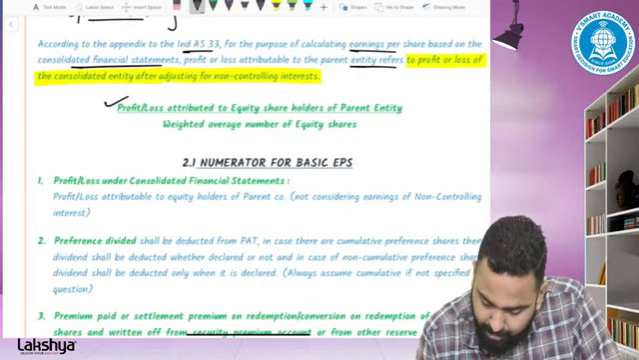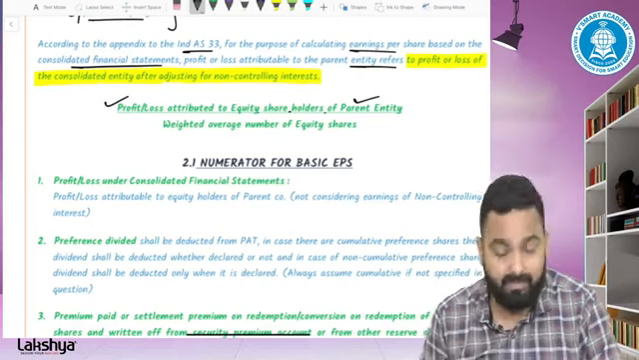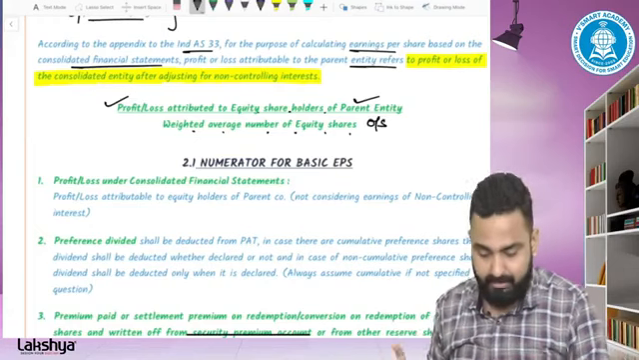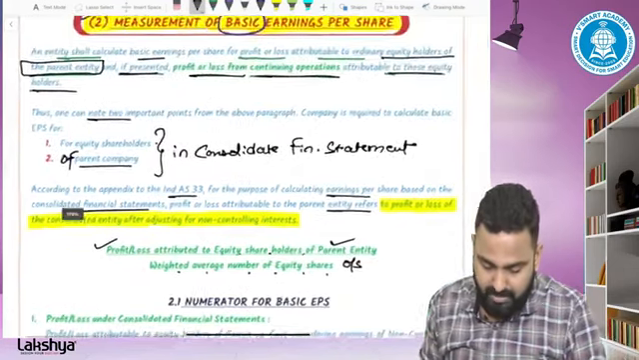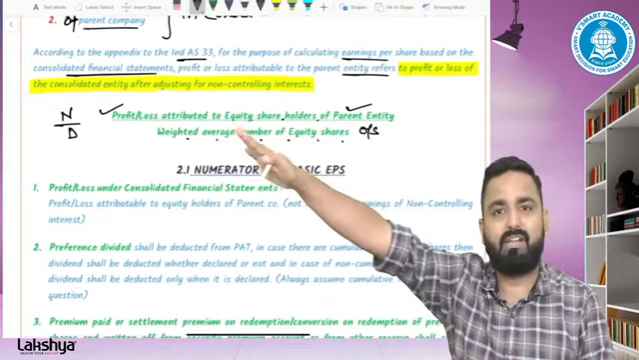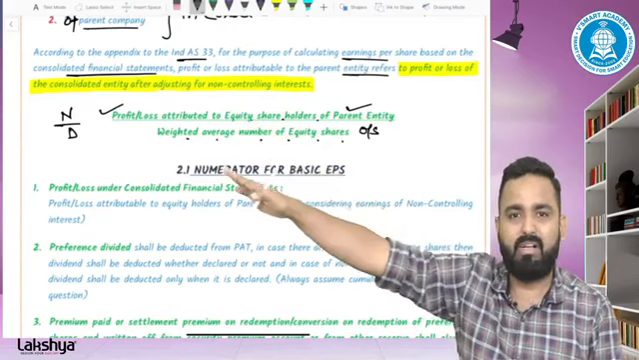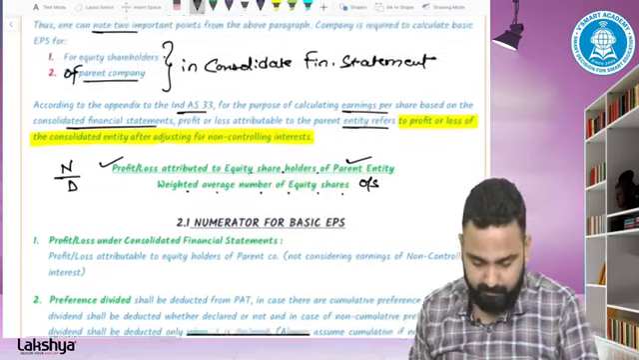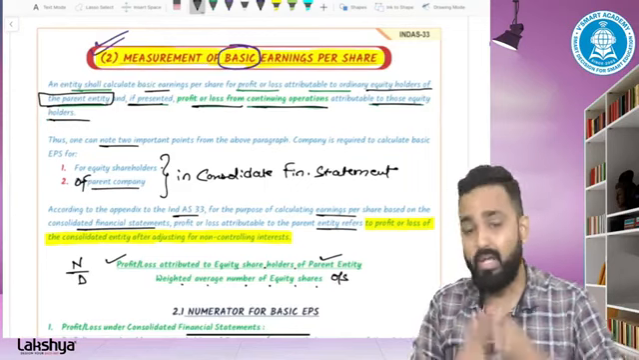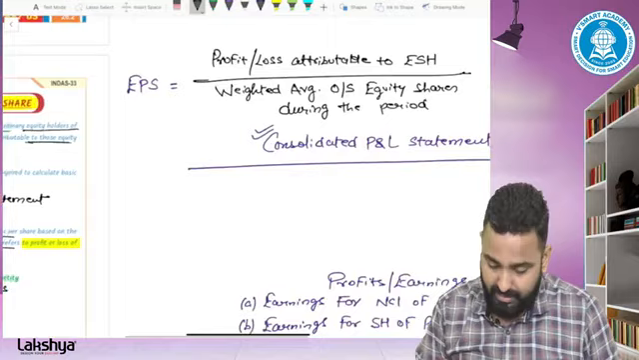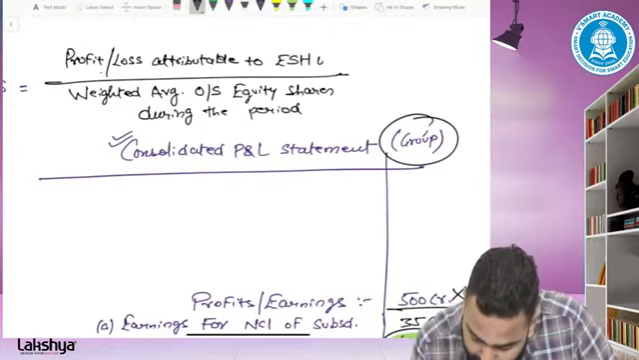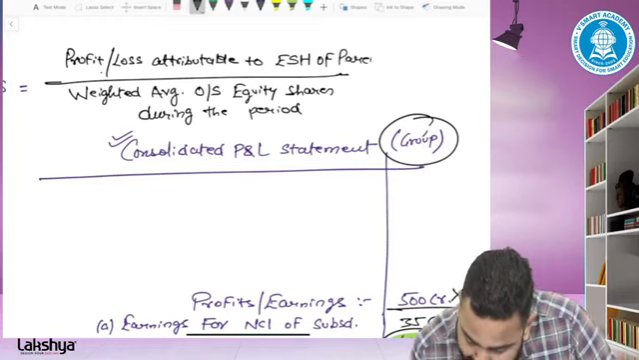So profit or loss attributable to equity shareholders of parent entity divided by the weighted average number of equity shares outstanding during the period. Simply, this was the formula. Simple. Numerator as well as denominator. There is one numerator, the amount, and the denominator, that is the number. Any doubt? Here I can write profit or loss attributable to equity shareholders of parent company.